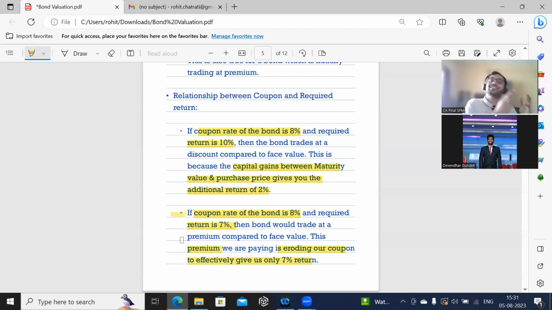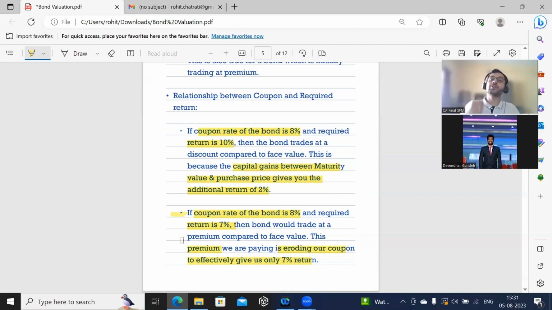If the coupon rate is less than the required rate of return, say the coupon rate is 8 and your required rate of return is 10, then the bond will have to trade at a discount. You pay only $950 today and earn a capital gain of $50, which translates into a 2% per annum return for you. So if the coupon rate is greater than the required rate of return, the bond trades at a premium. If the coupon rate is less than the required rate of return, the bond trades at a discount.